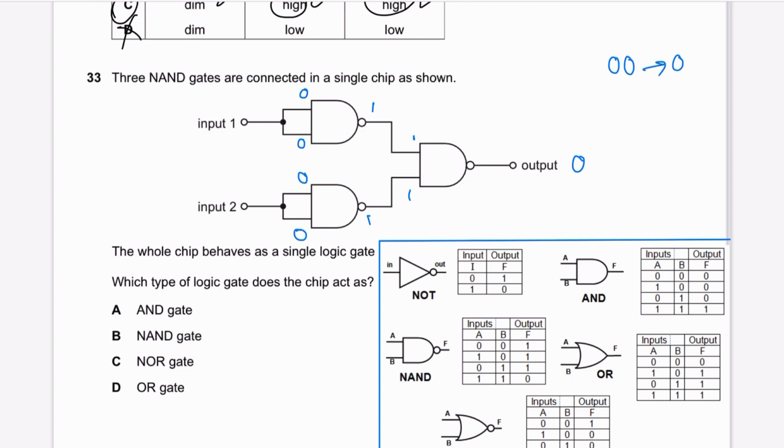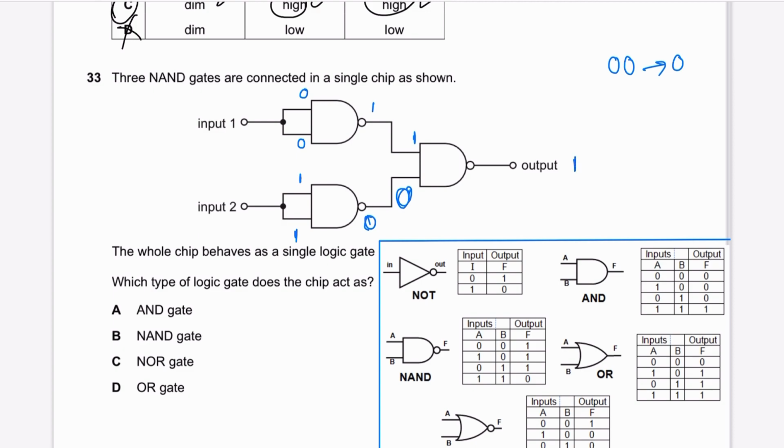Now let's use some other values. Let's just say कि input 1 पे हमारे पास 0 है और input 2 पे हमारे पास 1 है. ठीक है. 1, 1. 1, 1 का output क्या होता है हमारे पास? 1, 1 का output होता है 0. Now if we have a 1 and a 0 here, तो इसका output क्या होगा? Output होगा 1. So this over here will be 1.